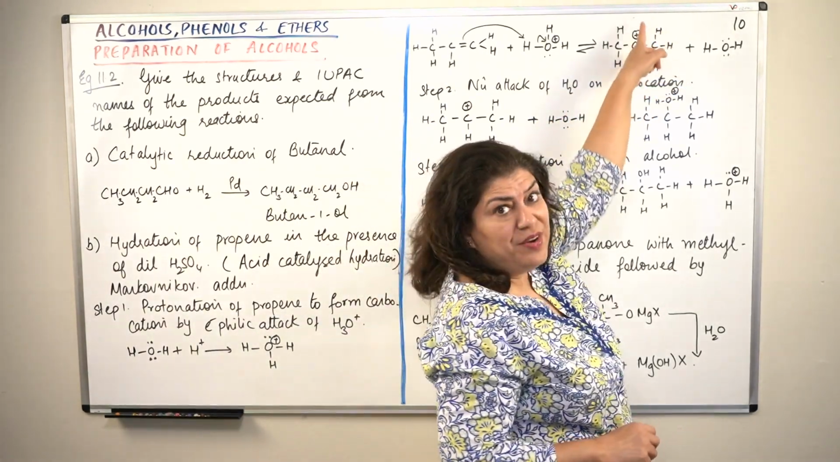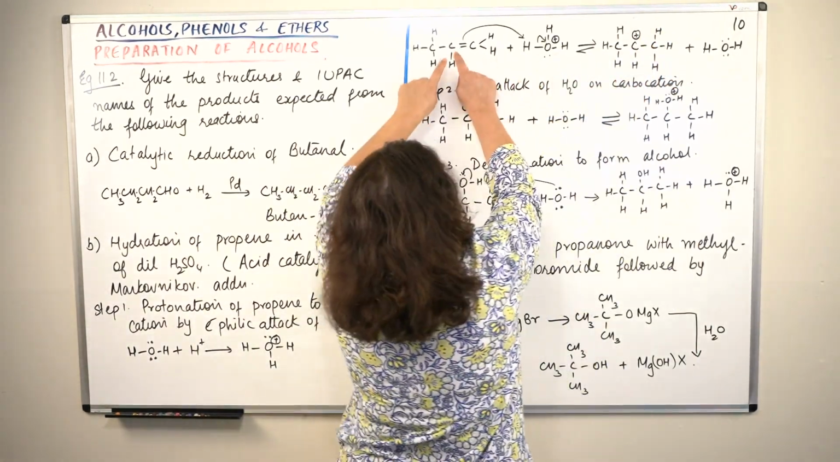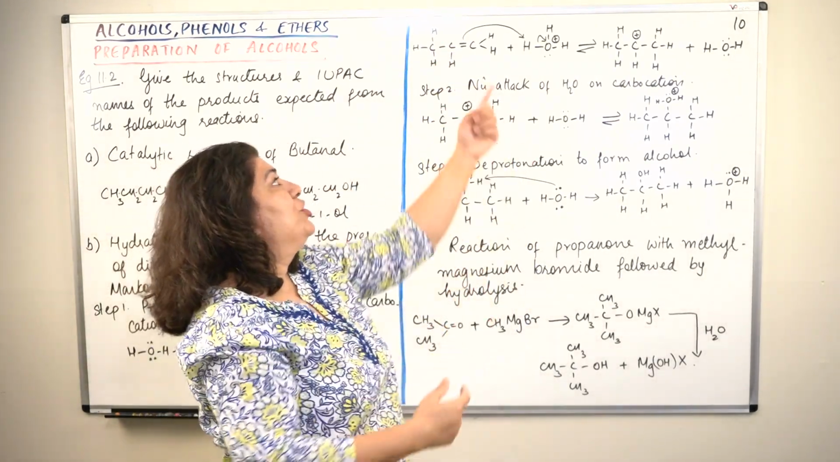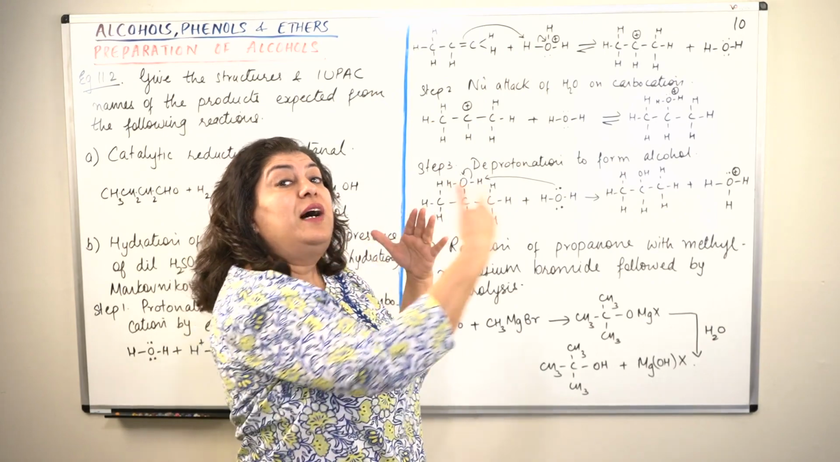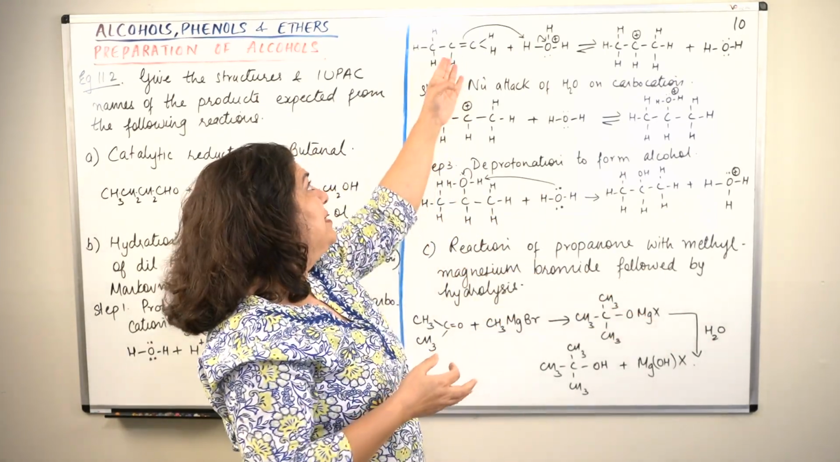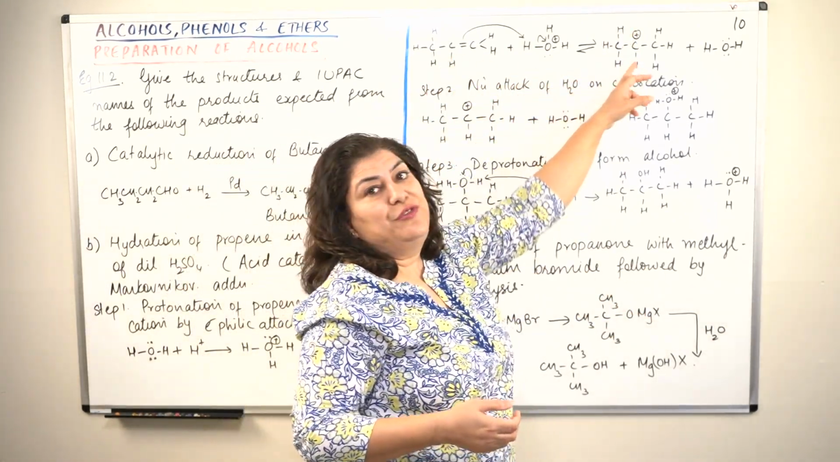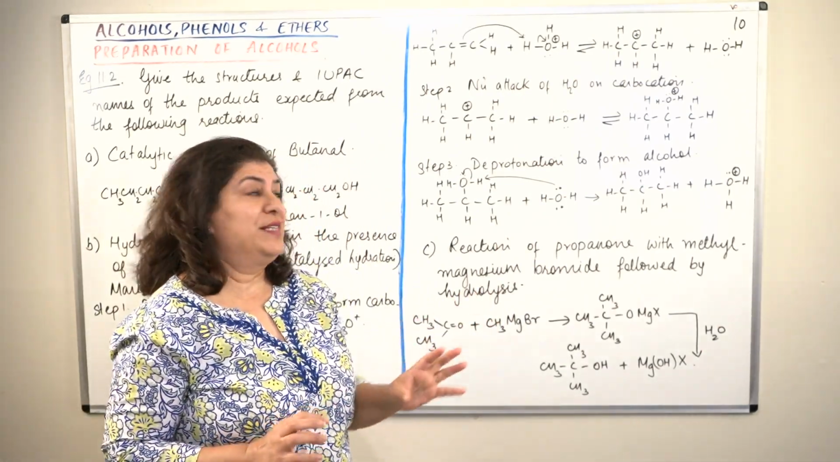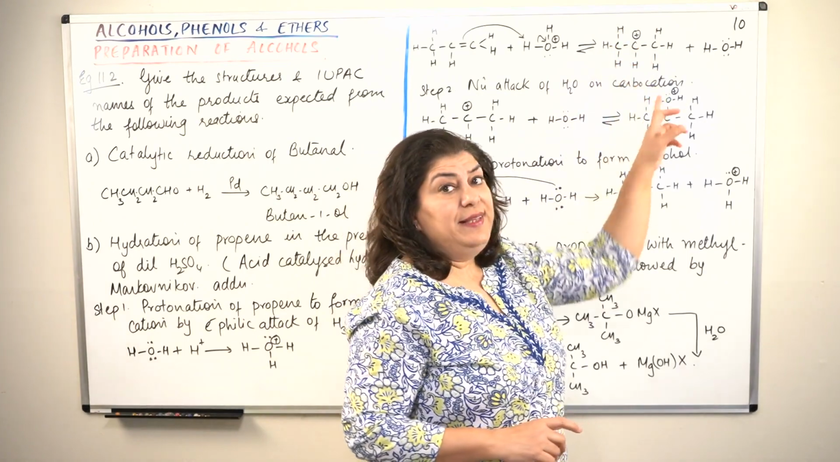This carbon now has three hydrogens attached to it, but this carbon is contributing its electron in the formation of the bond with hydrogen for the other atom. Therefore, this carbon now acquires a positive charge, thus leading to the formation of a carbocation. This is a carbocation that is formed.